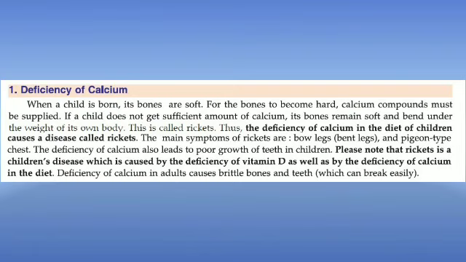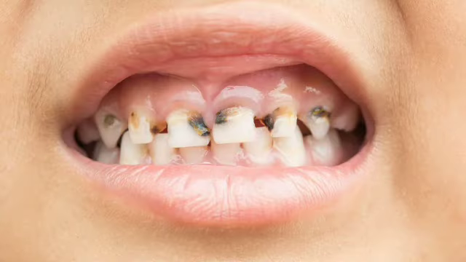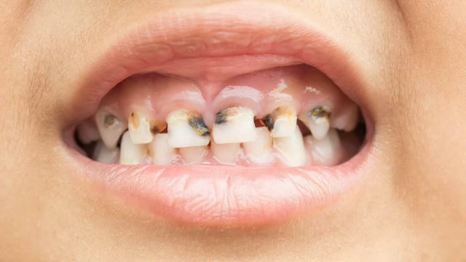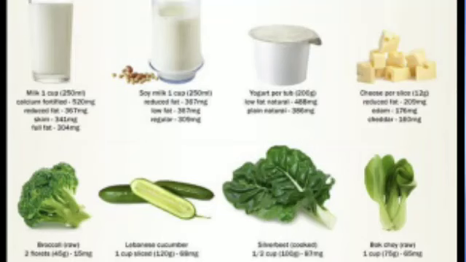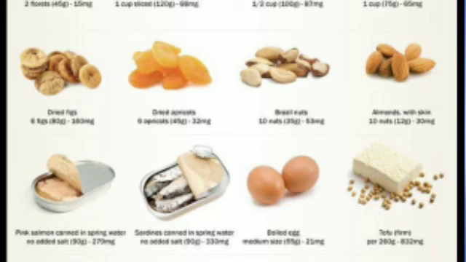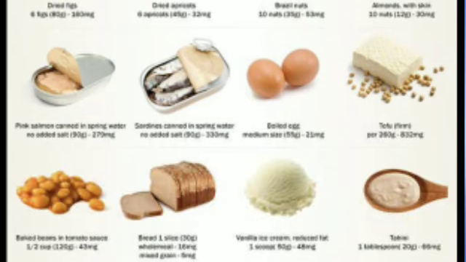Okay, this deficiency disease occurs generally in children, not in adults. In case of adults, the deficiency of calcium causes brittle bones and teeth. That is, brittle means which can break easily. Intake of calcium-rich food like milk, egg, and green vegetables can prevent the disease due to deficiency of calcium.